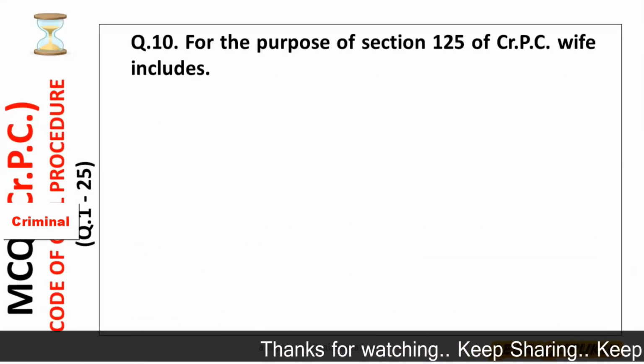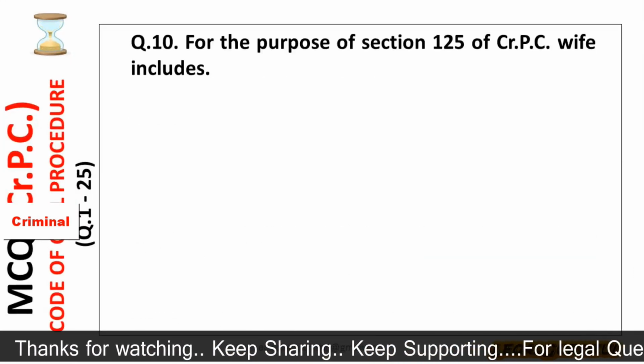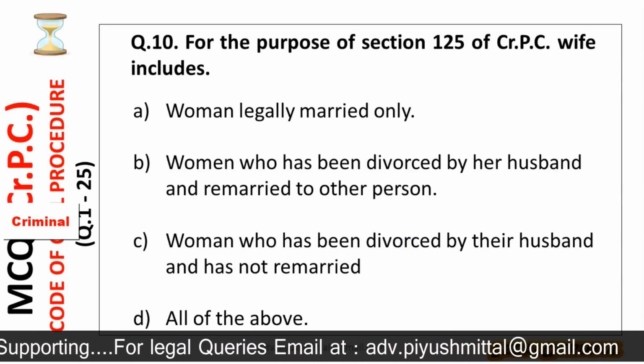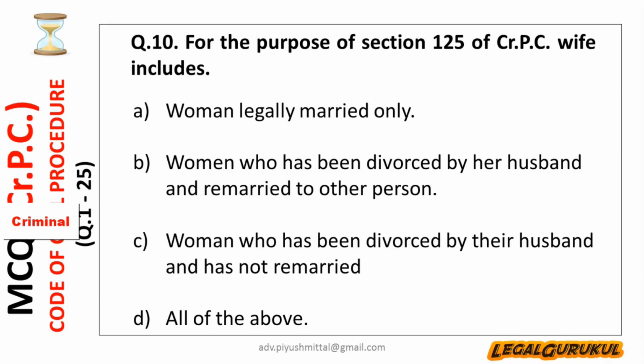Question number 10. For the purpose of section 125 of CrPC, wife includes: option A, woman legally married only, B, woman who has been divorced by her husband and remarried to other person, C, woman who has been divorced by husband and is not married. D. All of the above. And the correct answer is woman who has been divorced by the husband and has not remarried.